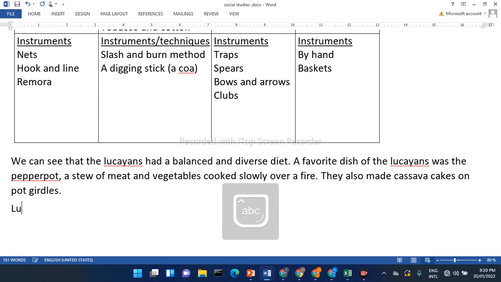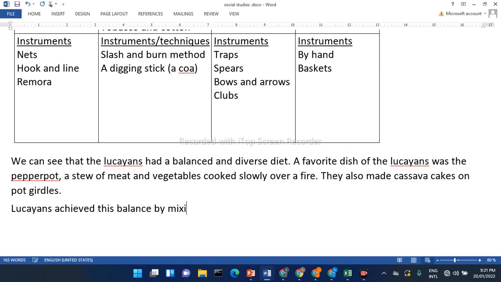So Leukaeans achieved this balance. How did they achieve this balance? This balance of diet and it being diverse. How do they do it? By mixing what? Farming, hunting, that we talked about earlier.